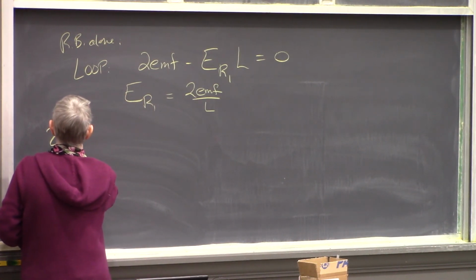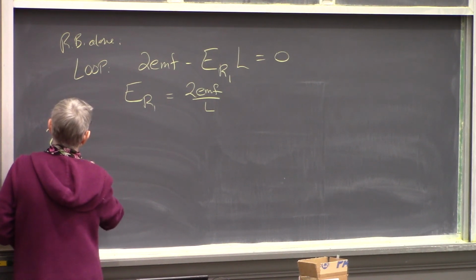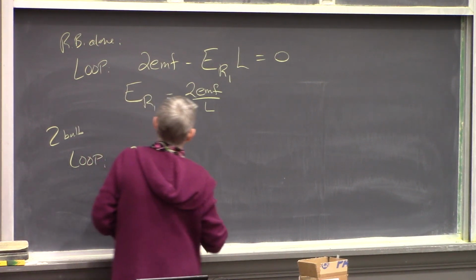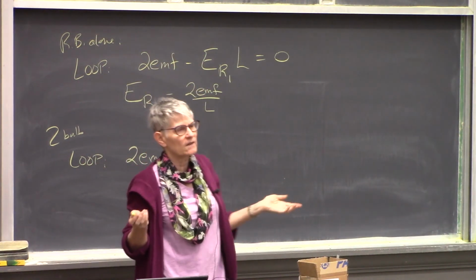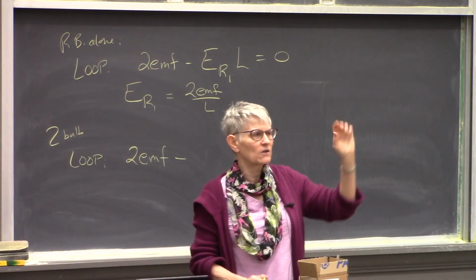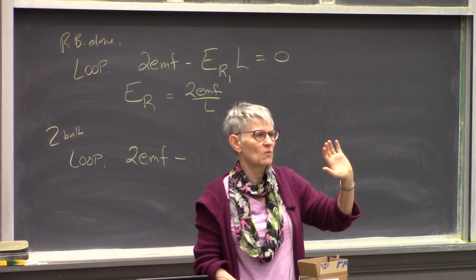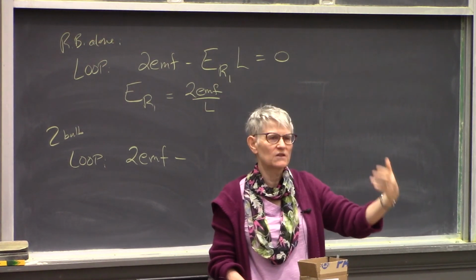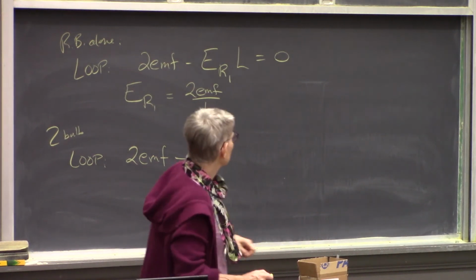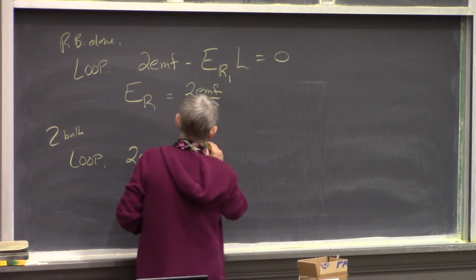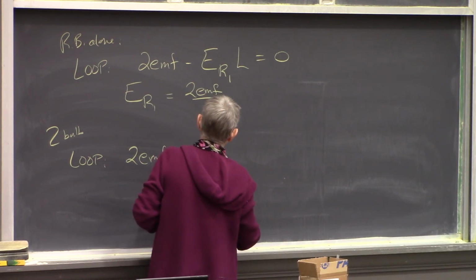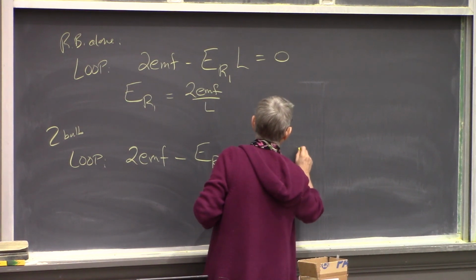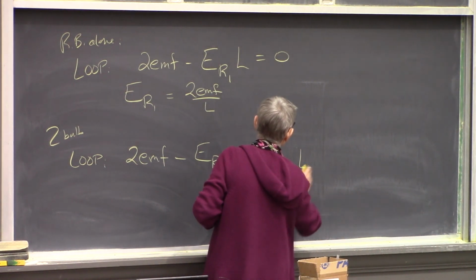In the 2-bulb circuit, we have a loop rule that says 2 EMF. We're making this approximation, of course, that the electric field in the connecting wires is negligibly small, so that it's not 0, but it's small enough that we can just neglect it in our analysis and get reasonable answers. So we have E round 2 L minus E long 2 L.